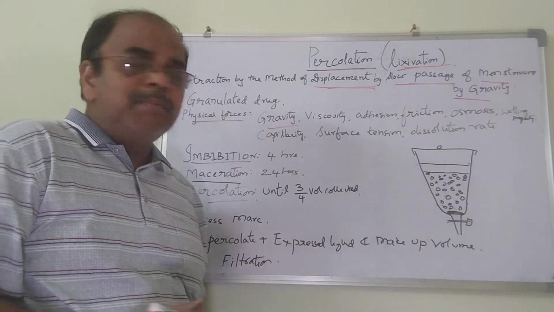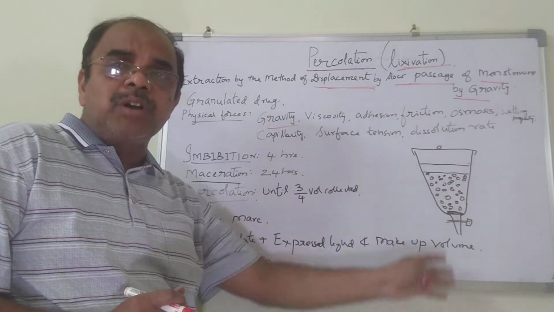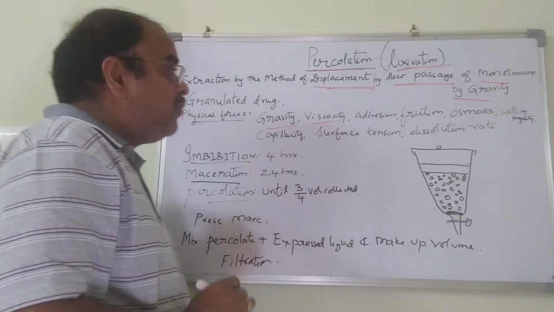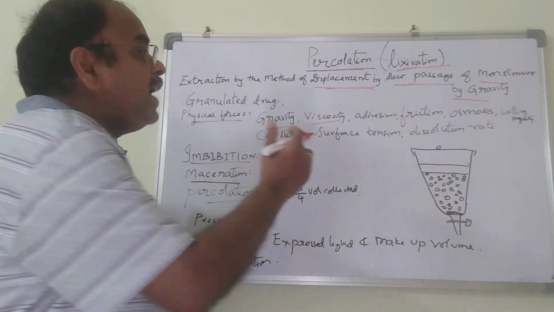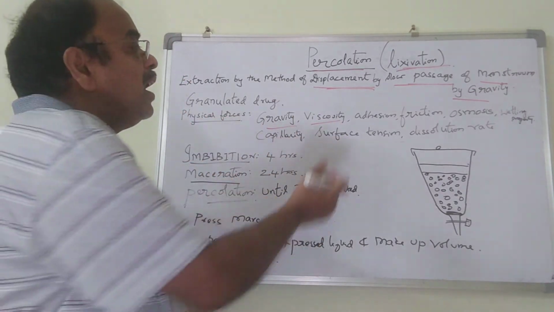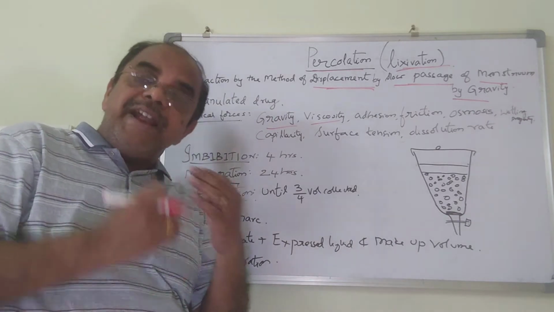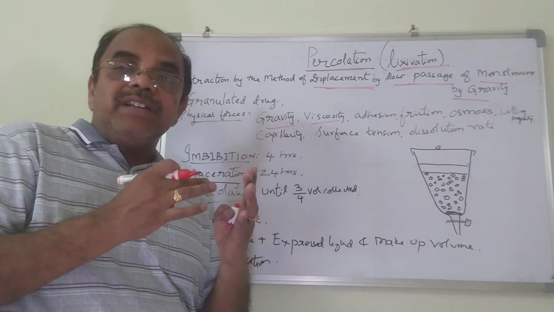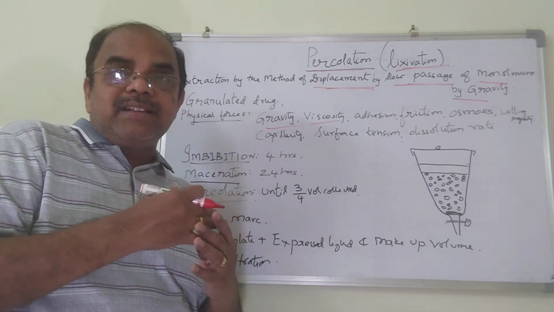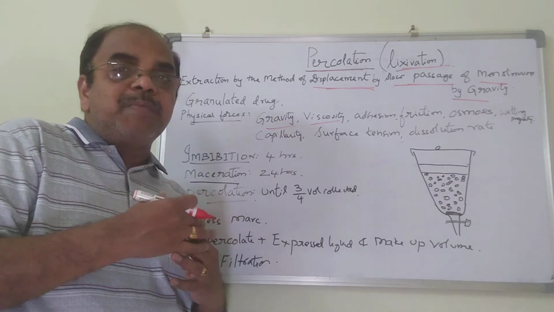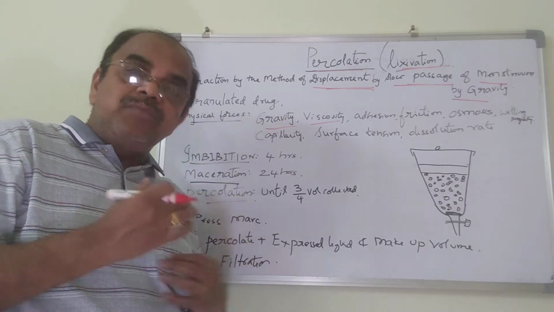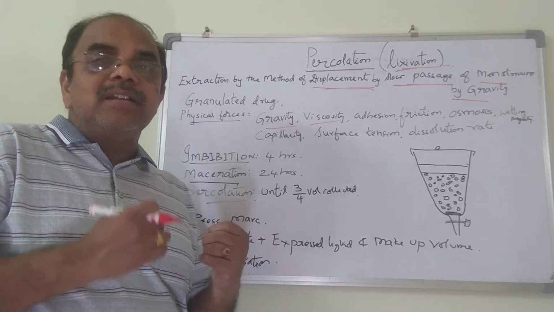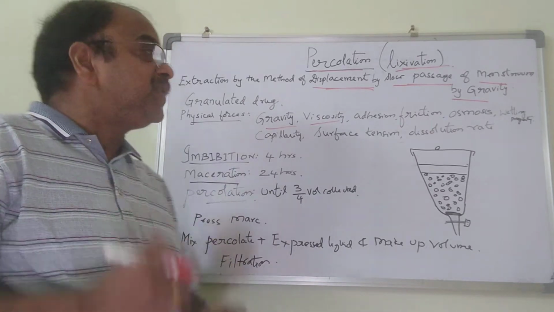Gravitational: by gravity only the solvent is passing from top to the bottom of the packed bed. Viscosity of the solvent, wetting property of the solvent, adhesion and friction between the particles, osmosis. I said about endoosmosis, the process of entry of the solvent into the particles, then dissolution, dissolving the active principle, and the solution coming out from the cell wall or the particle to outside is called exoosmosis.